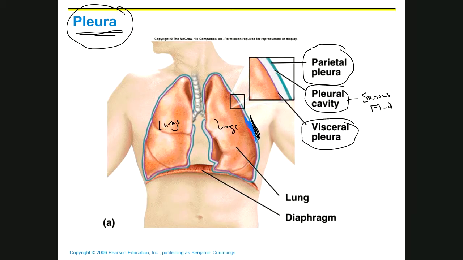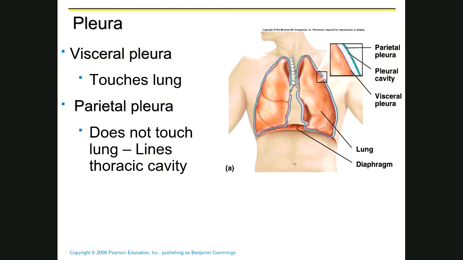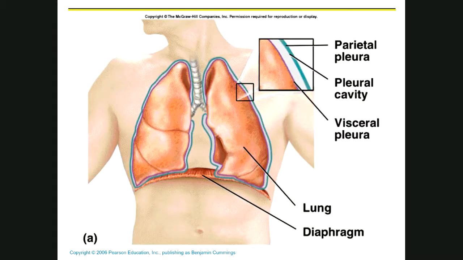So if we blow that up, there's the lung right there. And then there's the visceral layer, there's the parietal layer, and there's the cavity in between the two. The exact same thing is true down in the abdominopelvic cavity. So down here, same thing we're going to see. And it looks like this.